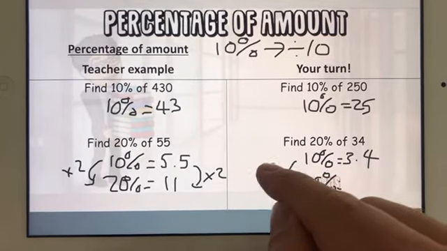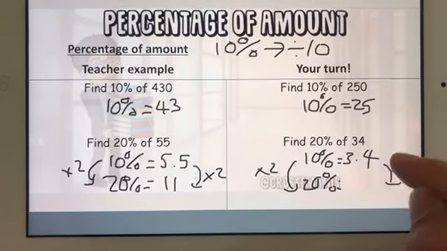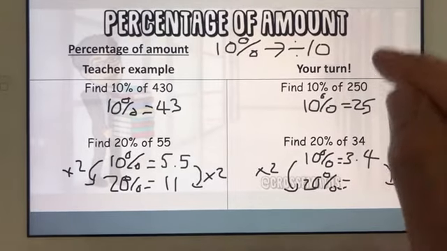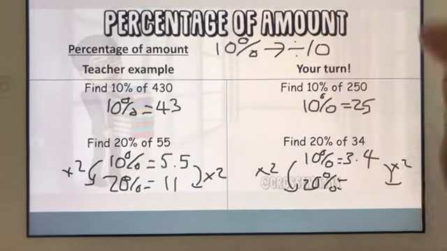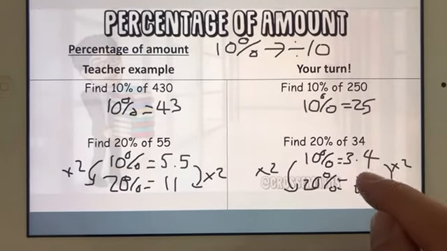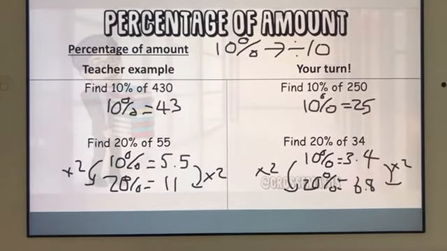So I'm going to be timesing both sides by 2. So 20%, 3.4 times by 2 is going to give me 6.8 or 6.80. Okay, both of those are correct. 6.8 for an answer for 20%.